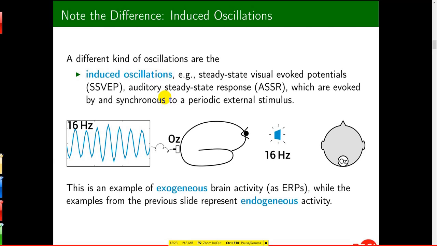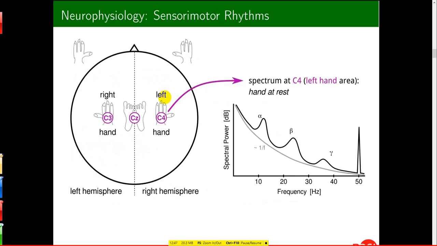This is an example of exogenous activity as ERPs, just like event-related potentials. While the examples that we have seen, the mu rhythm modulations, are endogenous activity. Right? I talked about the spectral features, and let's go into some details.